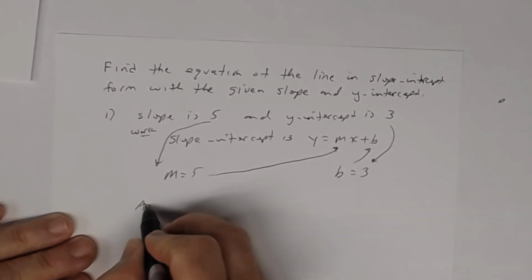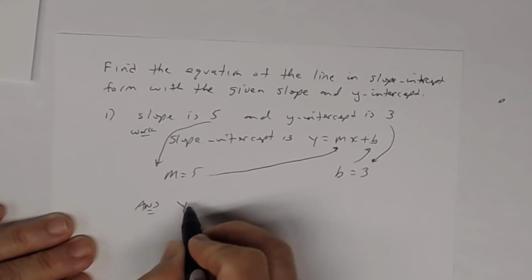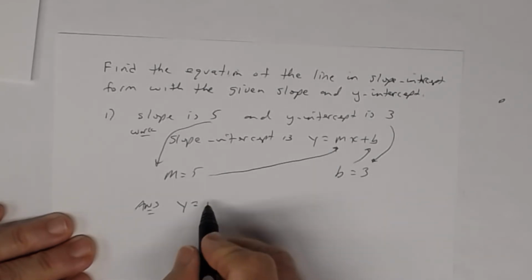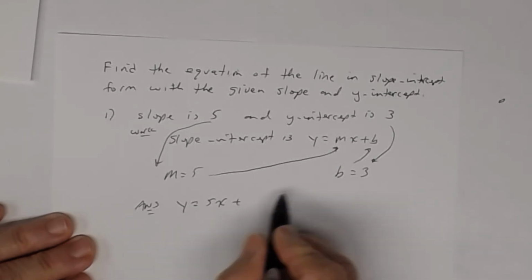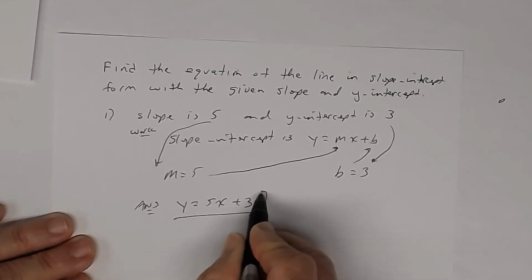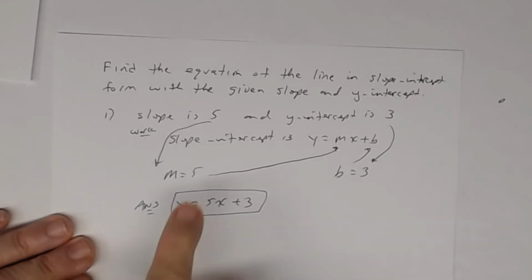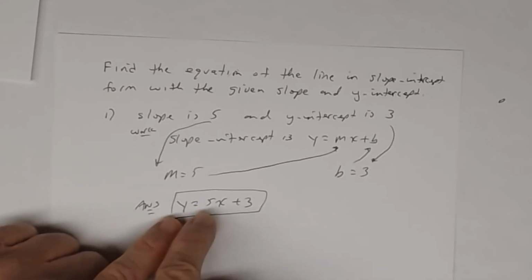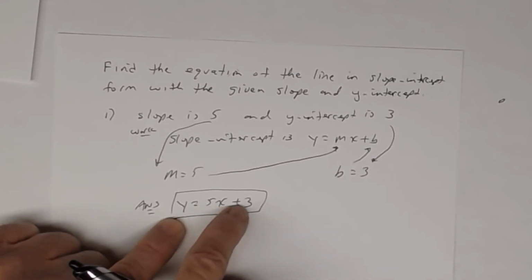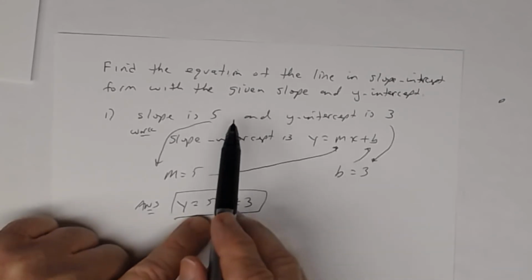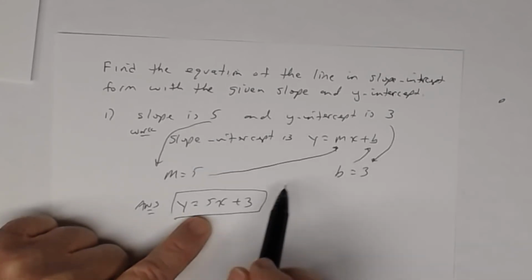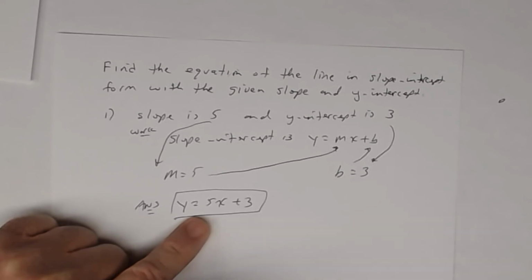So the answer, very simple. The answer is y equals m, which is 5, times x, plus b, which is 3. There's your answer. So the equation of that line is y equals 5x plus 3. Your slope is 5, that's what you're told, and your y-intercept is a positive 3.